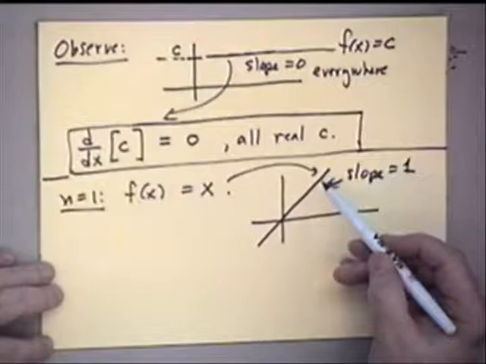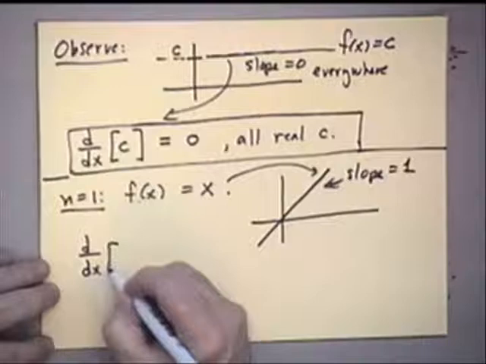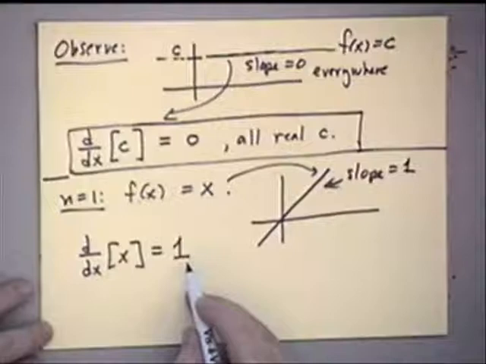So without any work, and without verifying it with the definition, which we don't really need to do, we have discovered that the derivative of the function x is equal to 1 always. So there's a second one that was easy.